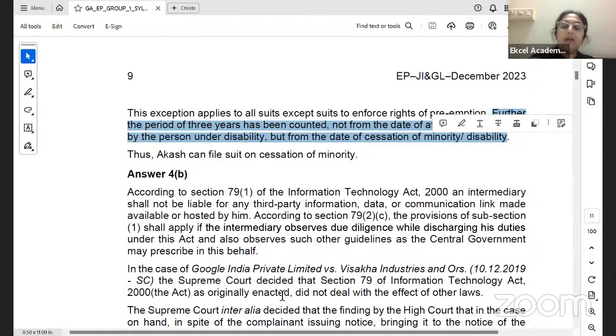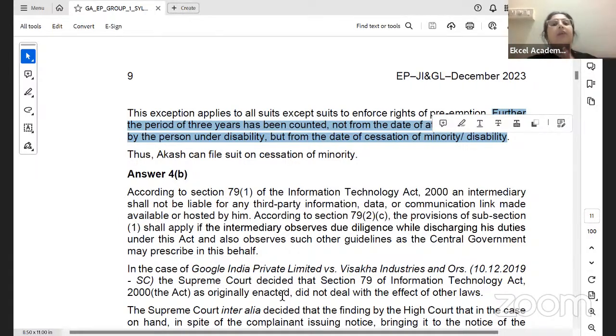What does that mean? See, a person is a minor. Tomorrow he will attain the age of majority. Actually, from the day after tomorrow, the 3 years limitation period will start. But tomorrow he meets with an accident, or today only he meets with an accident. He has gone into a coma. From tomorrow, if you start calculating 3 years, almost 2.5 years he is in a coma, you'll get only 6 months, no? That is why they are telling this.